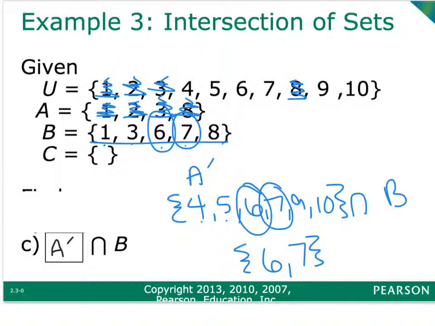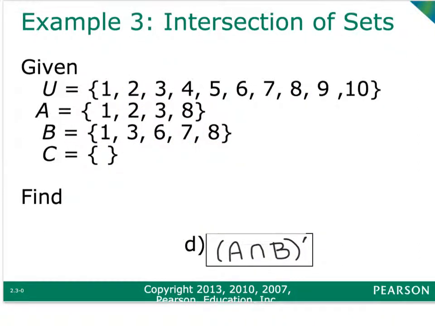Okay, let's try one more. Last one. Find the intersection between A and B, figure out what that answer is, and then find the complement of that. So notice you have to do your order of operations. You have to do what's inside of the parentheses first, get that result. After you get that result, then you're going to find the complement.